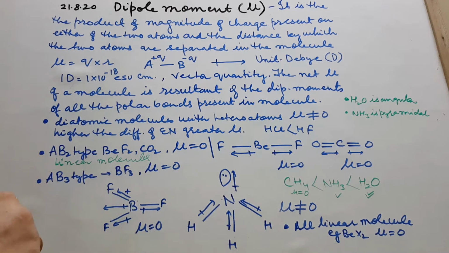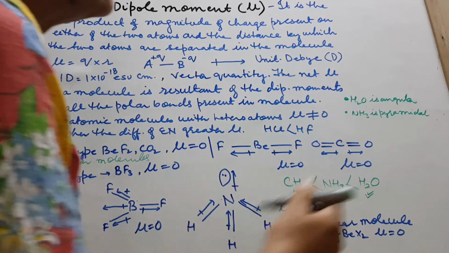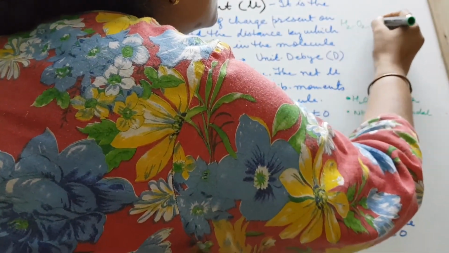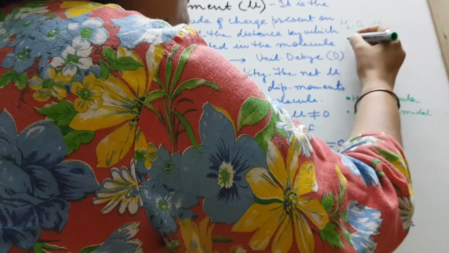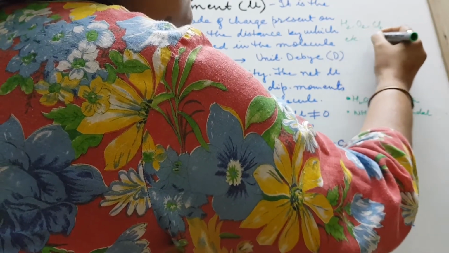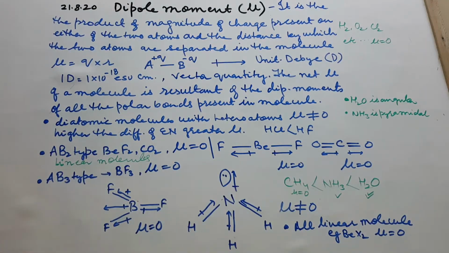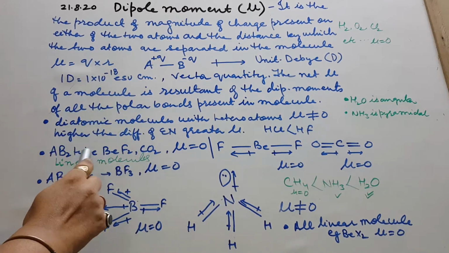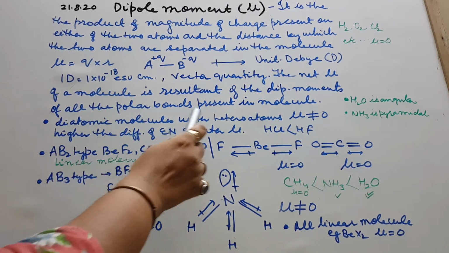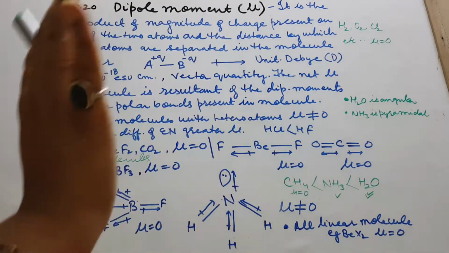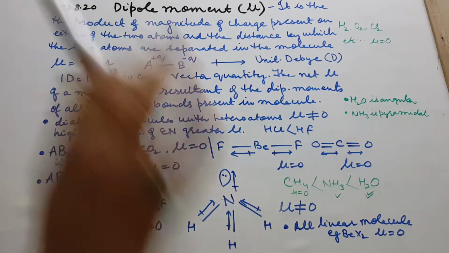So those molecules like H2, O2, Cl2, etc., will all have mu equal to 0. There will be no polarity at all. Then comes the case of heteroatoms. Diatomic molecules with heteroatoms will never have mu equal to 0. What the value is we don't know, but the value will not be 0.